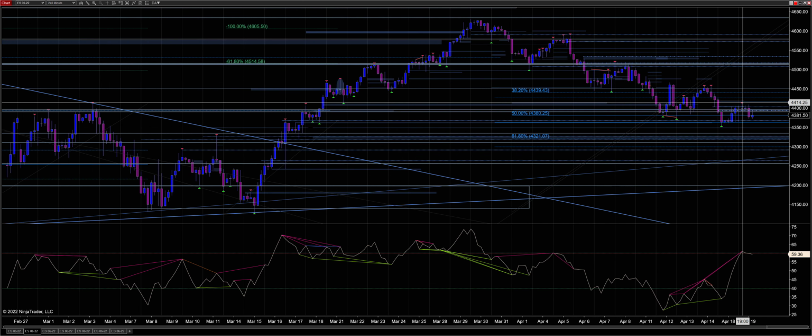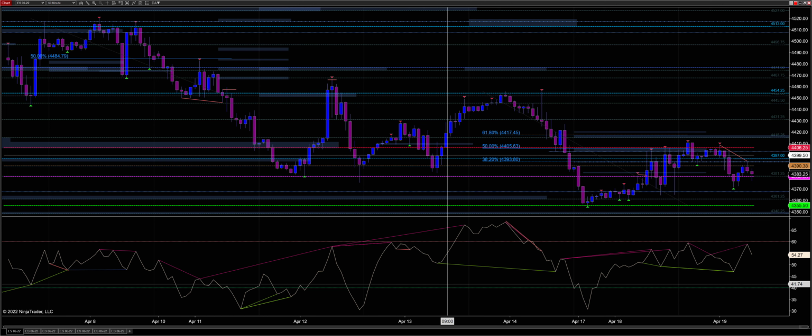Go back to the 4-hour really quickly here just to see if there's anything else sticking out, and no, nothing else to talk about on the 4-hour. So let's go ahead and look at the levels we have to deal with this morning.